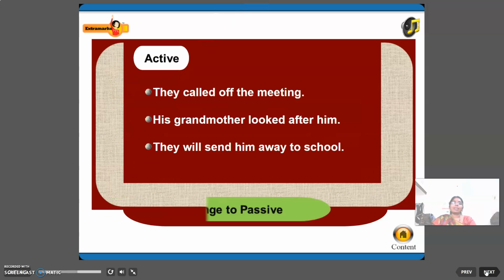So now you have to change. Right? Take your notebook. Change it now. Active voice is given. You have to change into passive voice. They called off the meeting. His grandmother looked after him. They will send him away to school. Children, write it down. You have to change these 3 into passive voice.